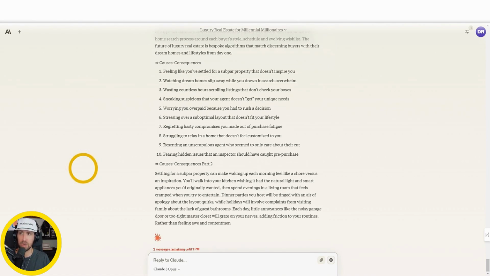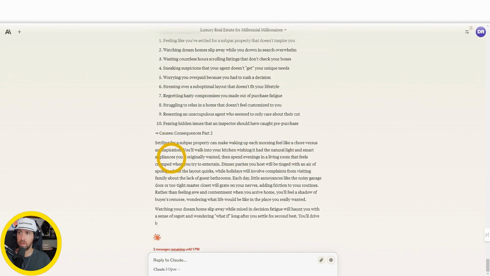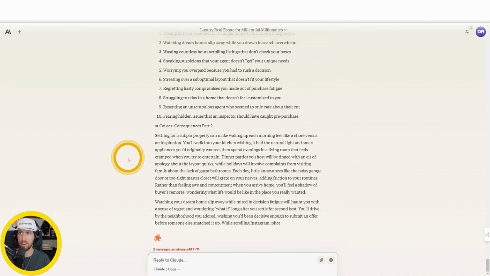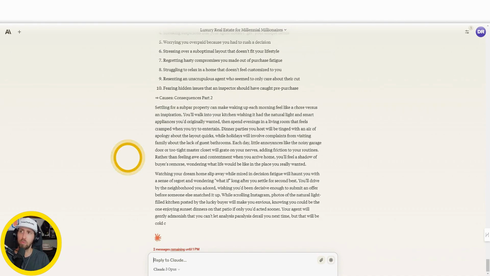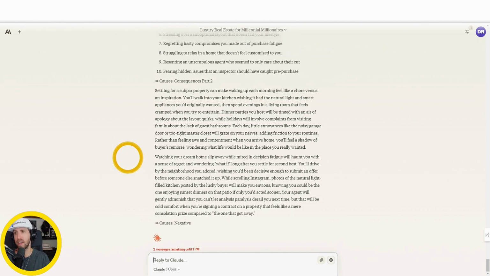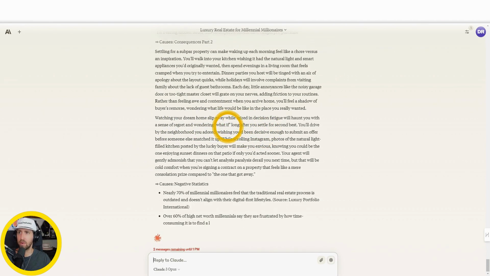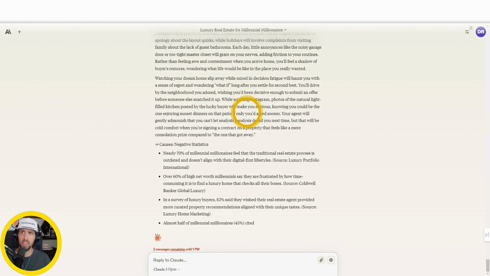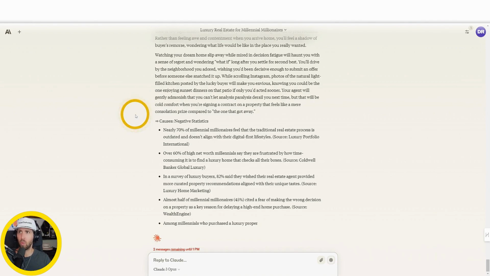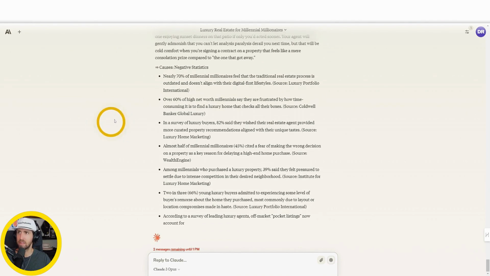So what are the consequences of settling? Can make waking up every morning feel like a chore versus an inspiration, right? Like, that's a consequence of not getting the home of their dreams. So how can you incorporate some of this language into your narrative? And as you're telling stories, watching your dream home slip away while mired in decision fatigue, right? That one stands out to me, wondering what if, after the decisive second best, negative statistics, right?